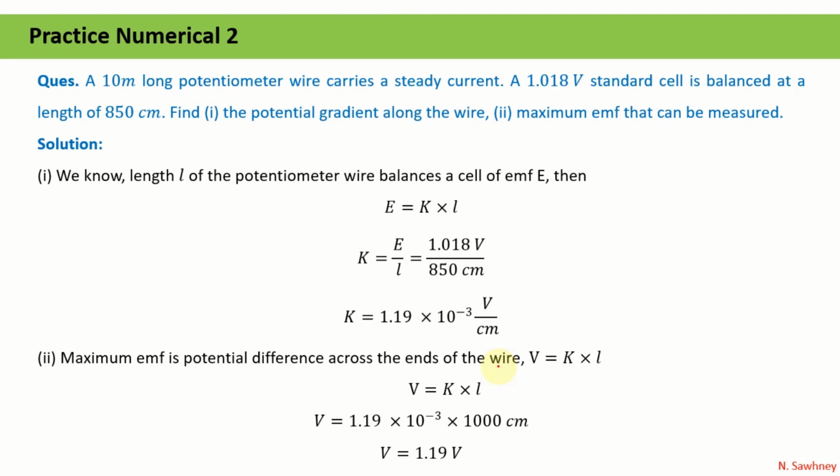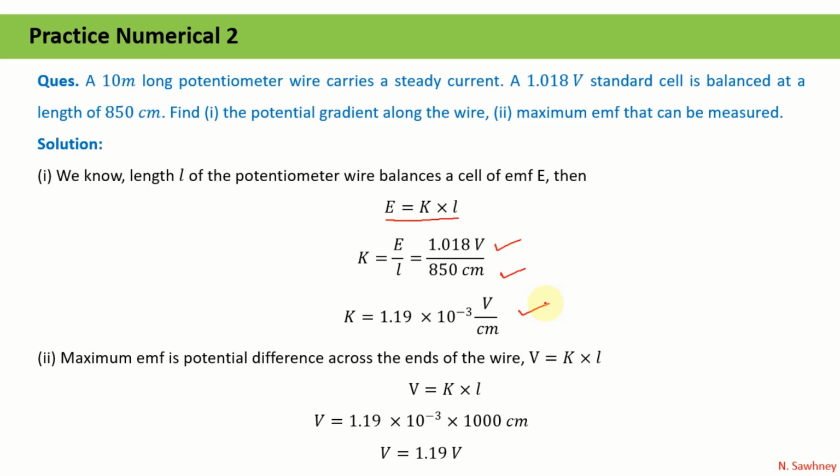Let us attempt one more numerical. Here a 10 meter long potentiometer wire carries a steady current. A 1.018 volt standard cell is balanced at a length of 850 centimeter. Find the potential gradient along the wire. When we need to calculate the potential gradient, we are aware of the formula that the EMF is equal to K times L, where potential gradient K is equal to E upon L. E is already given to us, it is 1.018, and the length is 850 centimeter. Simply dividing it, we will get the answer for the potential gradient.